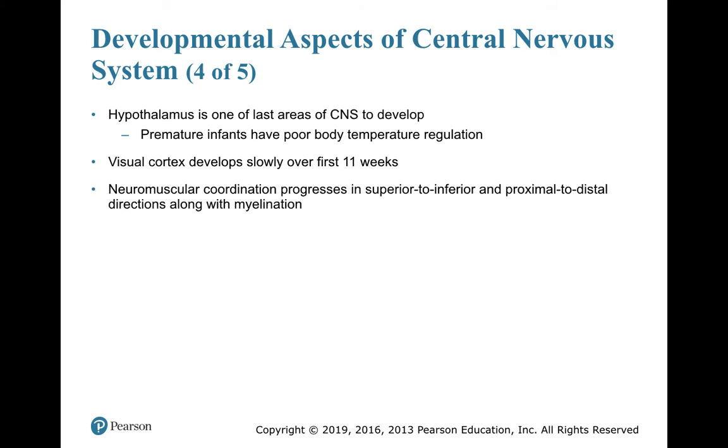The hypothalamus, though, is one of the last parts of the central nervous system to develop, which is one of the reasons premature infants have a hard time keeping their body temperature regulated and often need to remain within an incubator. The visual cortex develops slowly over the first 11 weeks. It takes a lot of training. When we talk about vision, we'll talk about that. The neuromuscular coordination is going to go superior to inferior and proximal to distal, and that has to do with myelination.